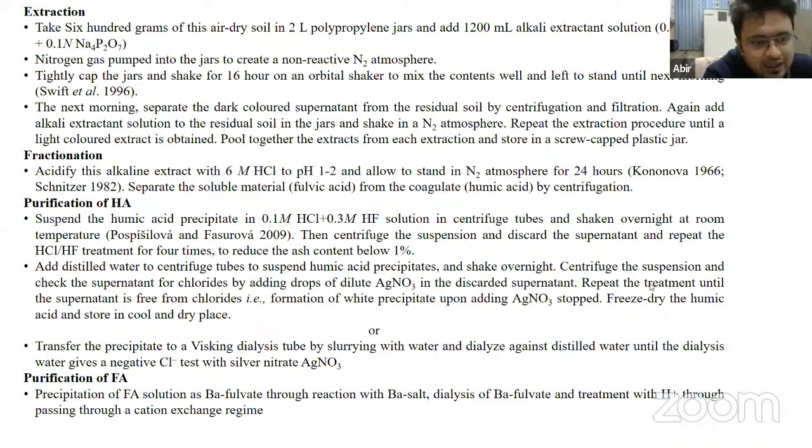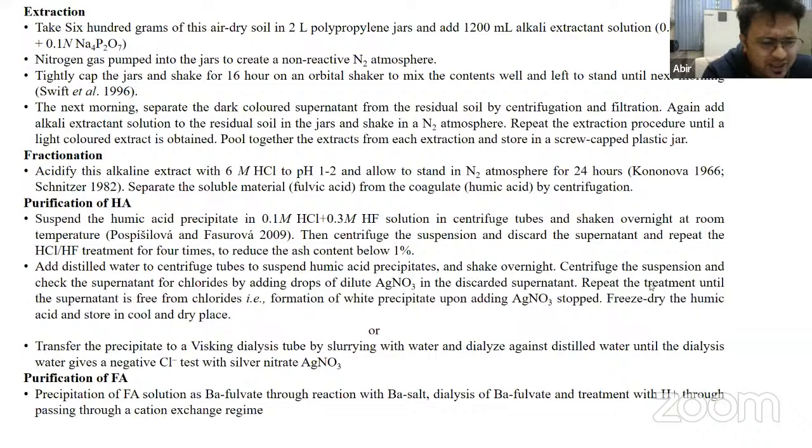And then again we purify this humic acid with 0.1 molar HCl and 0.3 molar hydrofluoric acid, shake it in a centrifuge tube, shake overnight, and then we repeat this treatment 2 to 3 times to remove all the ashes, all the silicate structure, all the silicate or hybrid structures maybe. And then again after that we need to go for dialysis.